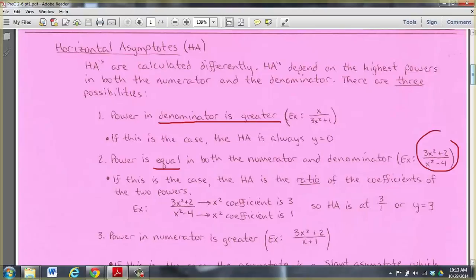If you look at this expression right here, the highest power on top is 2, the highest power in the denominator is 2. Whenever that happens, the horizontal asymptote is the ratio of the coefficients of those two powers. So in the numerator we have 3x squared plus 2. The coefficient is 3. In the denominator we have x squared minus 4. The coefficient is 1. So that means the horizontal asymptote is at 3 over 1, which is just 3.